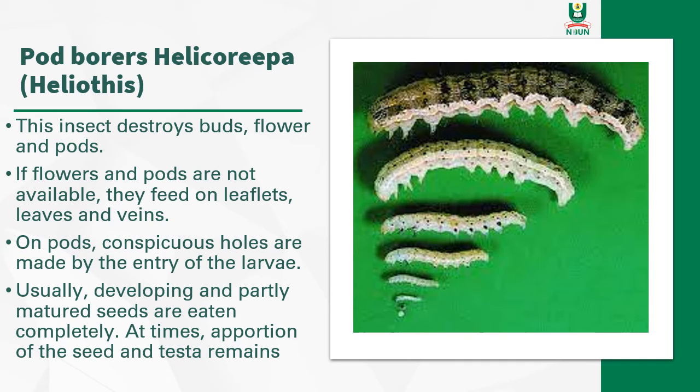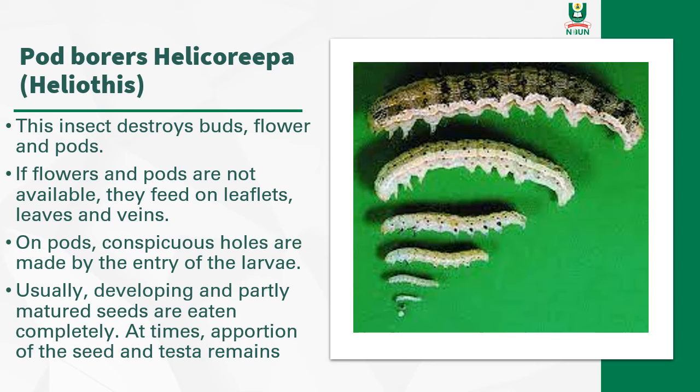Another pest we'll be looking at is the pod borer, the Helicoverpa species, and these are insects that destroy buds, flowers, and pods. It destroys the buds, flowers, and pods of the plant.